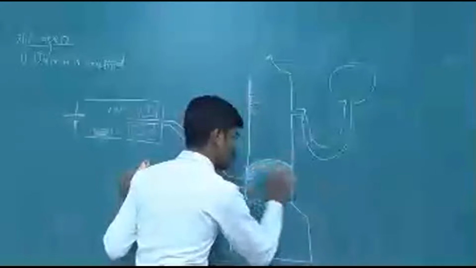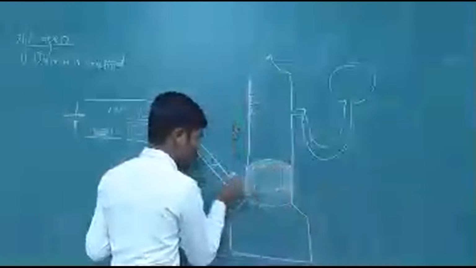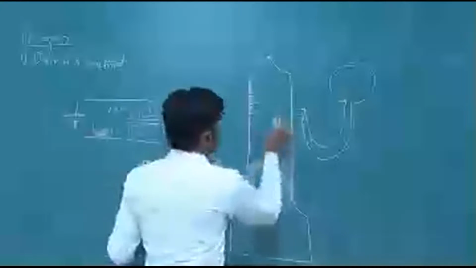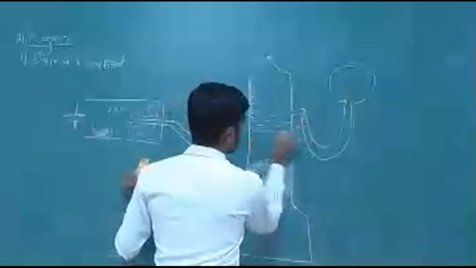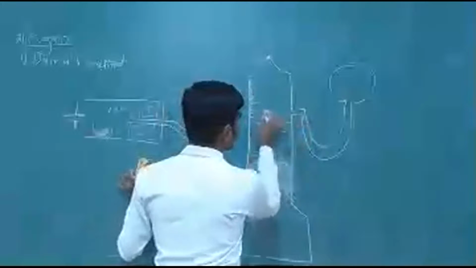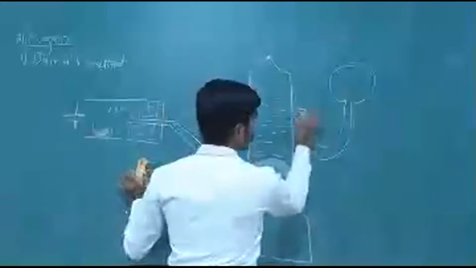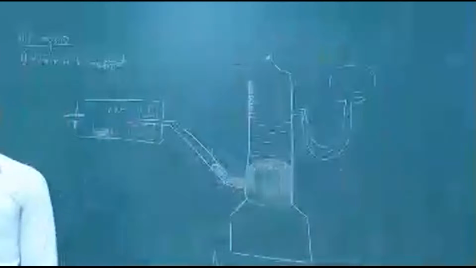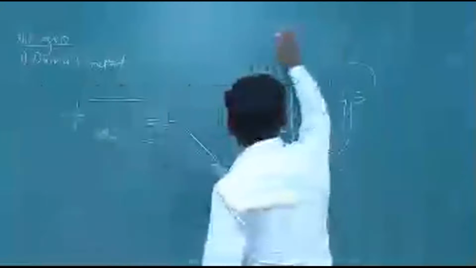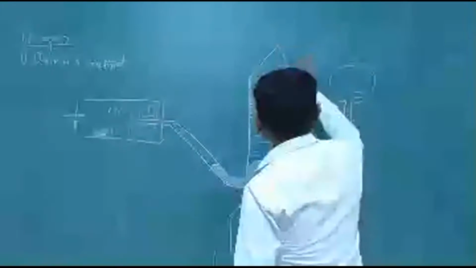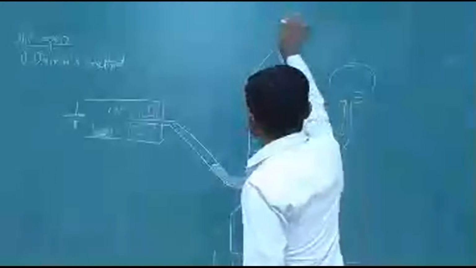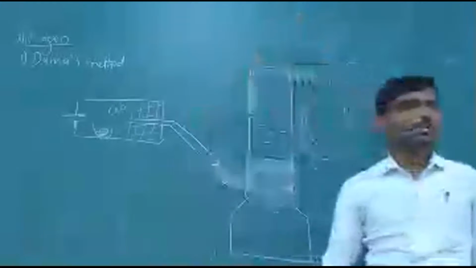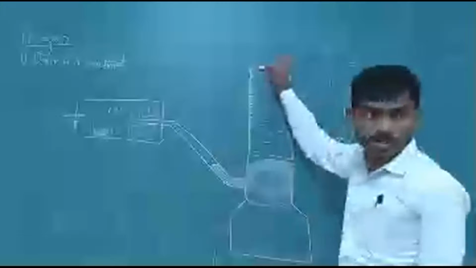Schiff's nitrometer. Just to avoid the backflow of gases, it contains KOH solution. Initially, the stopcock is closed like this. Initially, the volume of nitrogen gas is measured. So first, the solution is up to here.